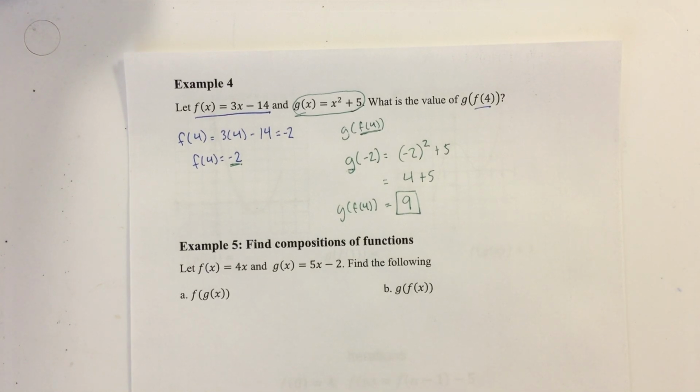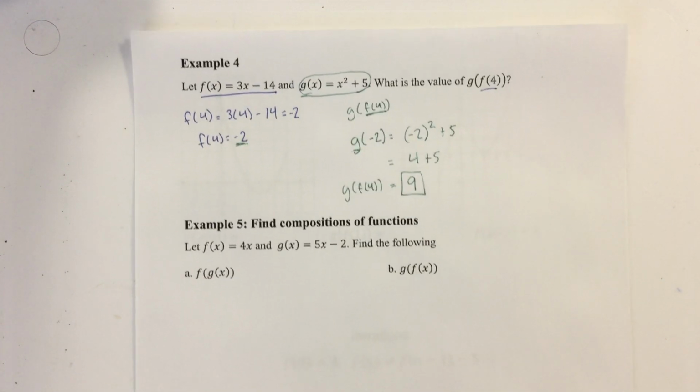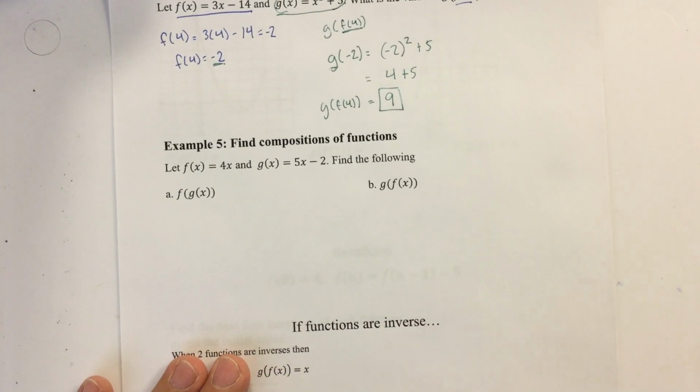All right, so here's the composition of functions. Let f of x equal 4x and g of x equal 5x minus 2. Now let me ask you this. For example 5, look at these two expressions.